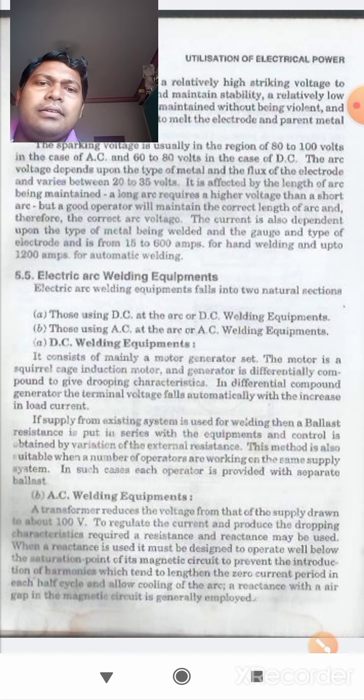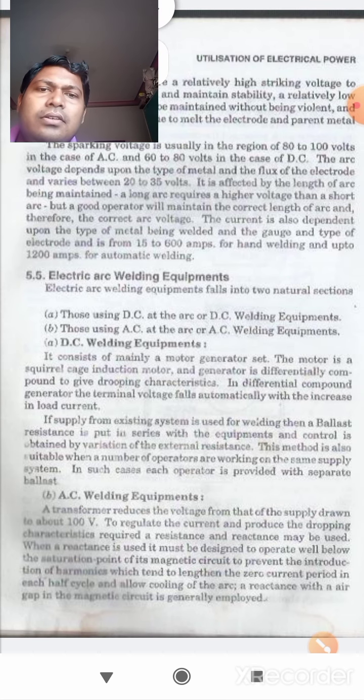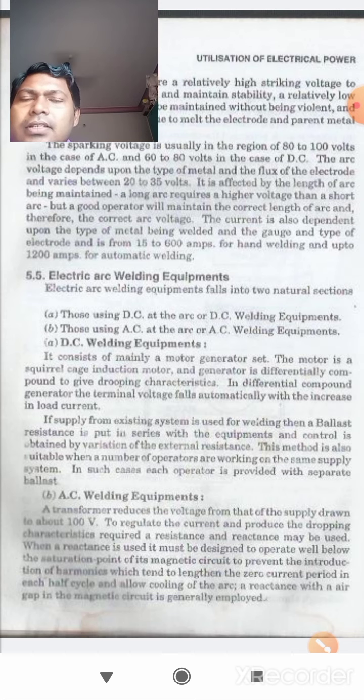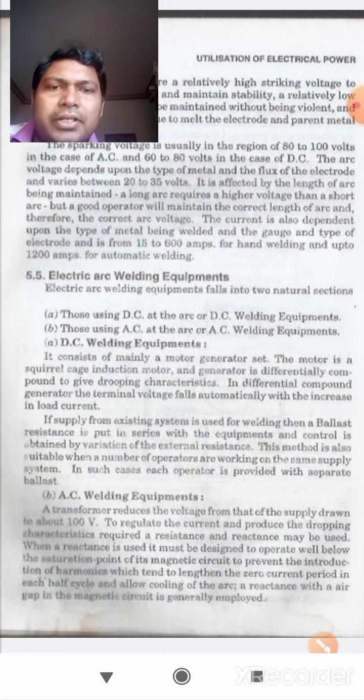Now in DC welding equipment, a transformer reduces the voltage from that of the supply drawn to about 100 volt. So the voltage by using a transformer can be stepped down as per our wish. So we will now step down the voltage to 100 volt. Then to regulate the current and to produce the drooping characteristics required, a resistance may be used. So for drooping characteristics we will use a resistance. By using the resistance, there will be a drooping characteristic obtained.